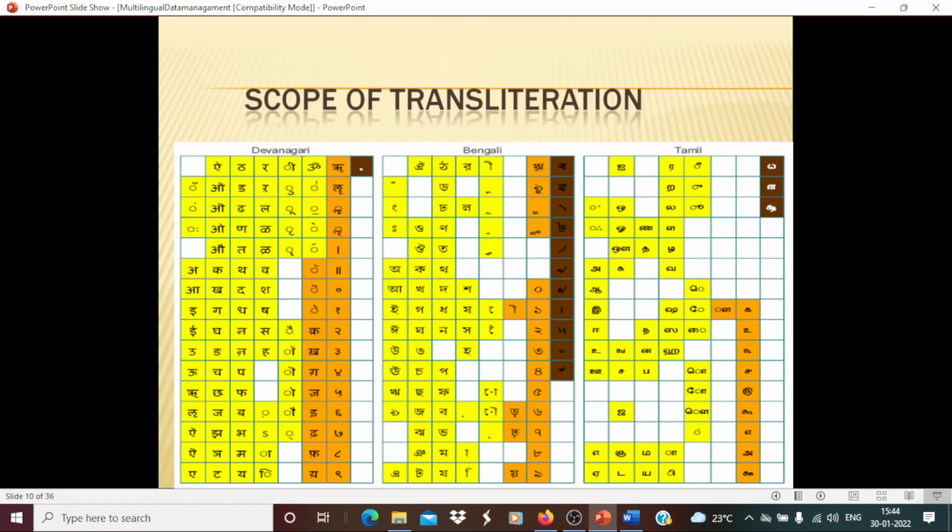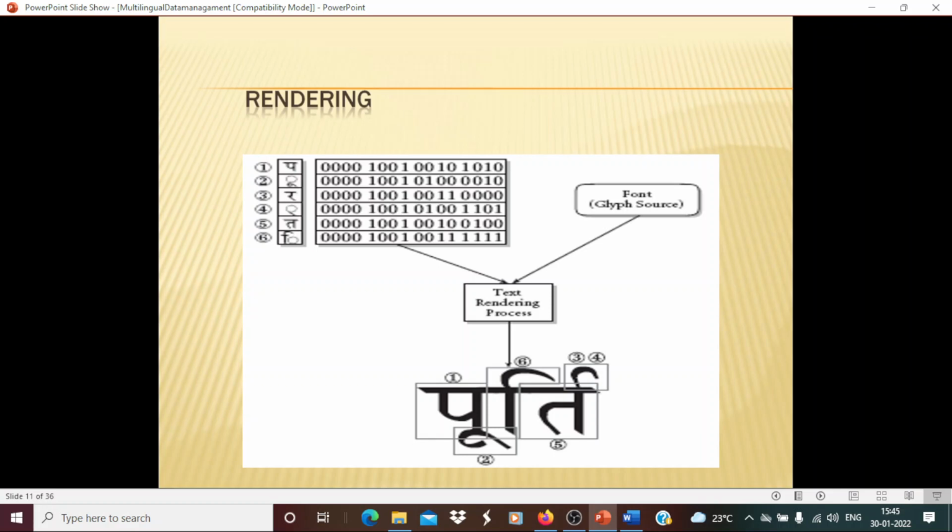So auto transliteration is possible, but there is a difference between transliteration and translation. I hope you remember the difference. What is the difference between translation and transliteration? Transliteration is the mechanical, automatic conversion of one character of one language into another character of another language. That auto transliteration is possible because of this clever placement of Indian language code space in Unicode.